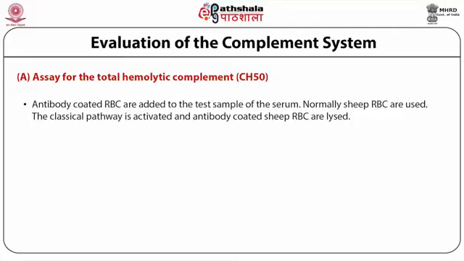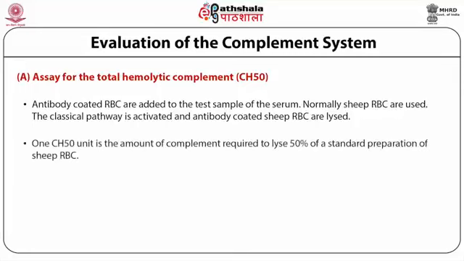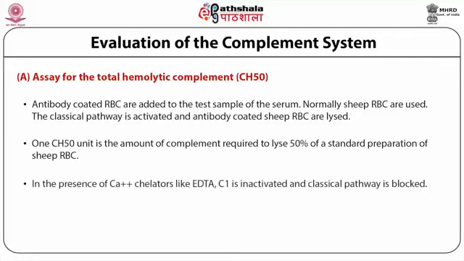The sera as a source of hemolytic complement vary in their efficiency. Guinea pig complement is highly hemolytic, whereas horse complement is non-hemolytic. Hence, generally guinea pig complement is used here. 1 CH50 unit is the amount of complement required to lyse 50% of a standard preparation of sheep RBCs. In the absence of calcium cations, with chelators like EDTA, C1 is inactivated and the classical pathway is blocked.